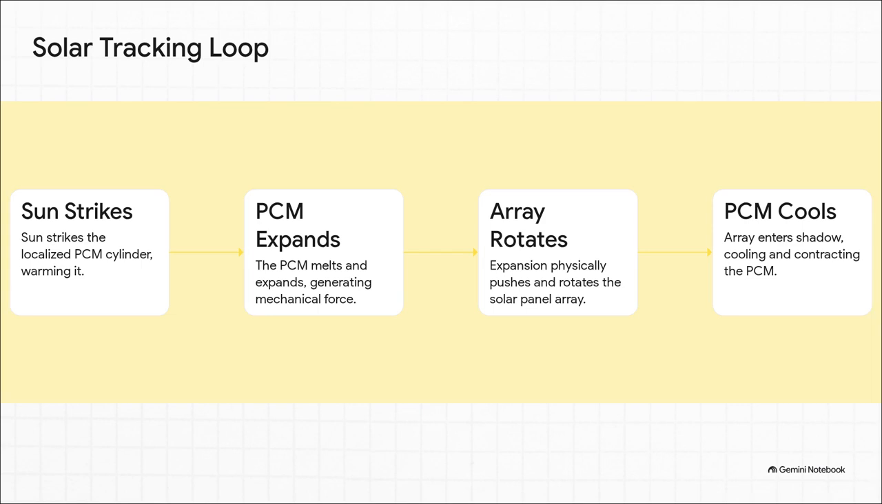We actually use this step-by-step process to build fully autonomous solar tracking loops. Picture a small cylinder packed with PCM. The sun beats down on it, it warms up, and the PCM melts. That fluid expands with such incredible mechanical force that it physically pushes and rotates the solar panel array to directly face the sun. Once it turns far enough that the cylinder dips back into shadow, it cools down. The fluid solidifies, contracts, and the whole panel stops right where it needs to be. It's a completely self-correcting mechanical loop driven entirely by temperature.